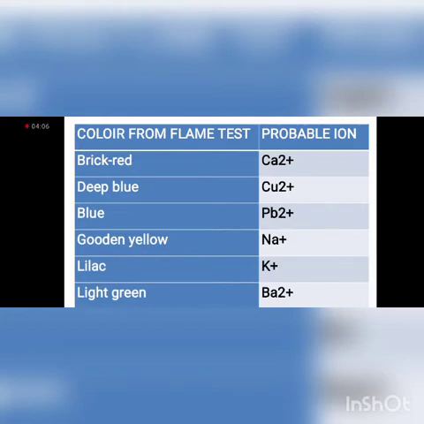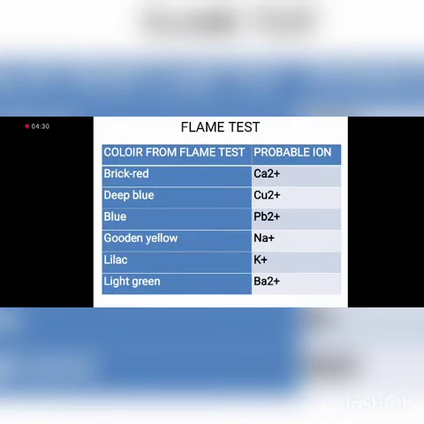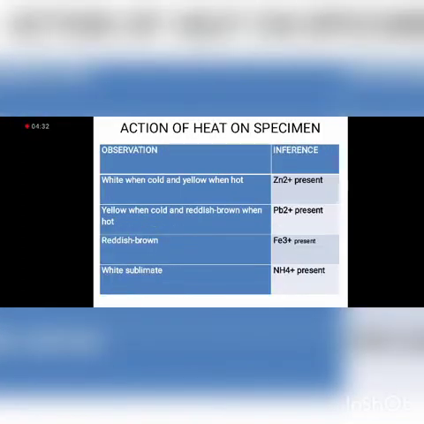But if it is a golden yellow flame, you can suspect sodium plus, sodium compounds. If it is lilac, it is potassium, and if it is light green, you suspect barium ion. So this particular cation can be suspected, can be determined, can be checked whether they are present or not from the color of their flame test. So having understood that, we now look at the action of heat on samples.